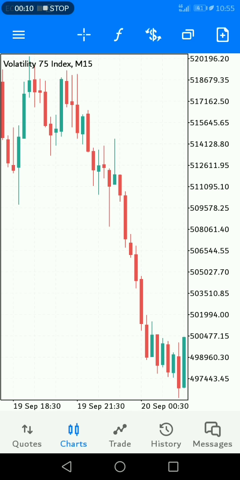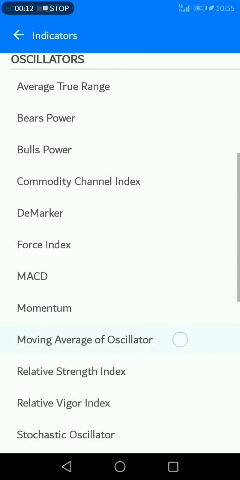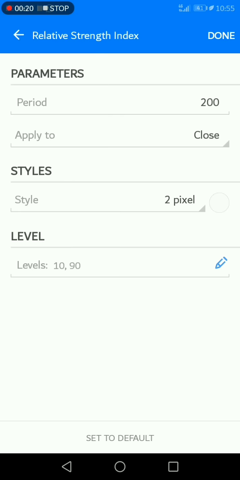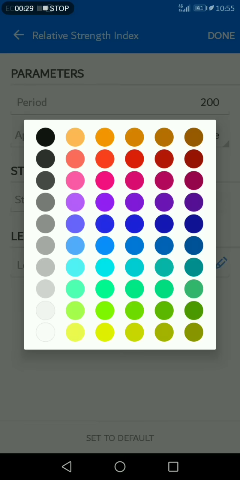The first indicator that you are going to place here is the RSI. So I'll click the F button here, go down here, and find the relative strength index. Once you find it, you are going to put period 200, apply to close, and on this tile make sure the color is the same as the color of your background. This is very important because we don't want to use the RSI line. If you don't do this, then you're going to be confused.